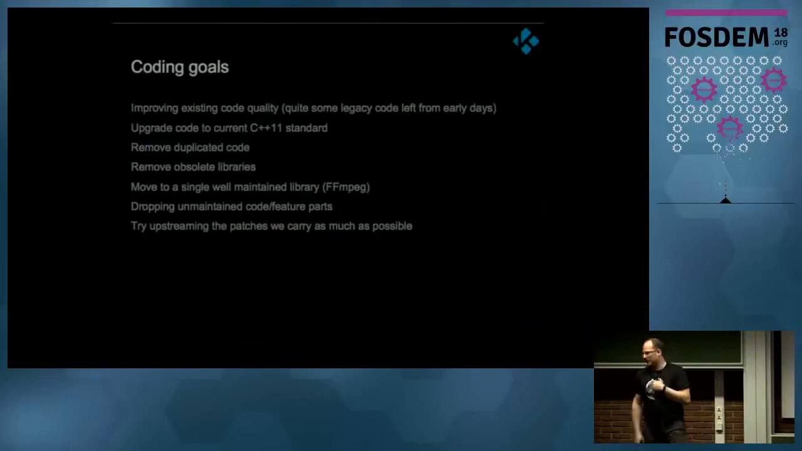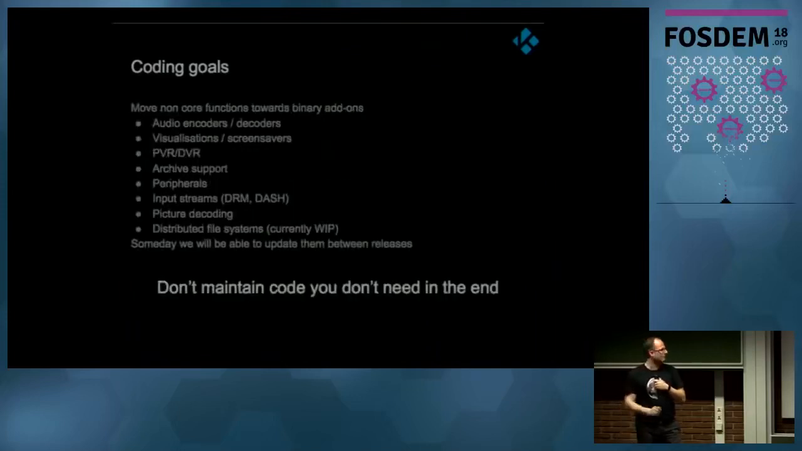So the coding goals: improve the existing code quality, upgrade the current code we have to C++11, which we now have as default. Remove the duplicate code. Remove all the obsolete libraries. We use FFmpeg as much as we can, because why maintain something when there's something better? Dropping unmaintained code and upstreaming the patches we had, because that was a big issue as well. When you upgrade the library you use and you have a lot of patches, you still need to fix all that again. So upstream all you can.